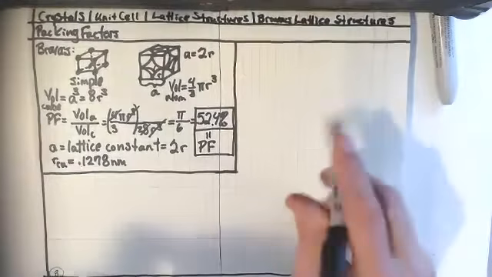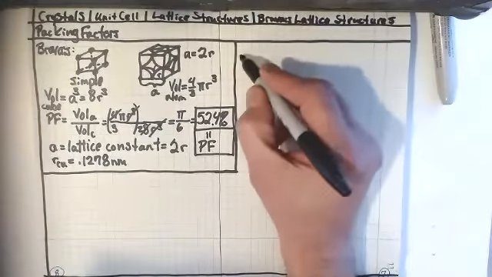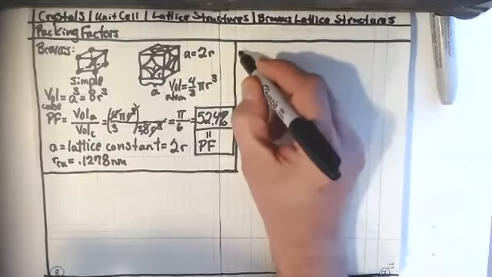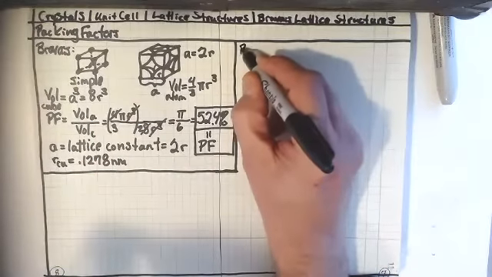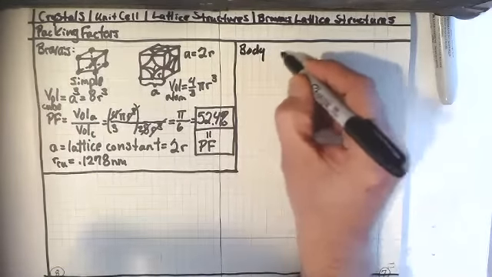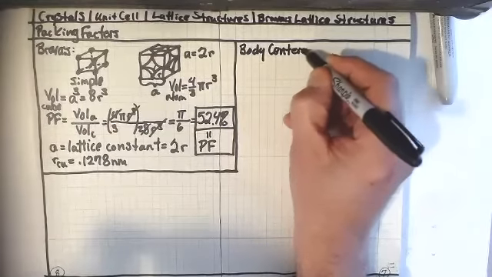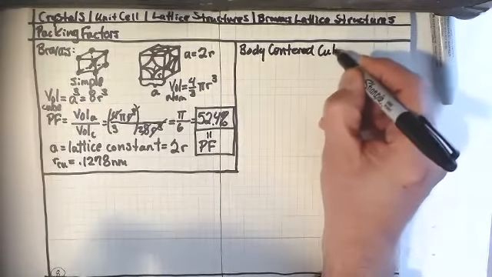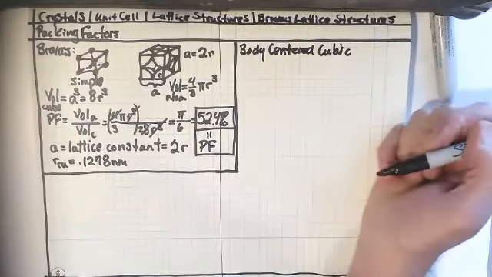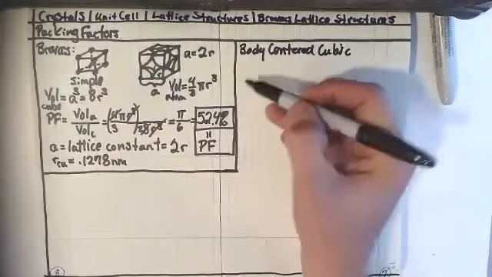So let's get back to looking at that. So that's one. That's a simple cubic structure. Let's look at the body-centered cubic structure. Okay, I'm going to look at it the same way.